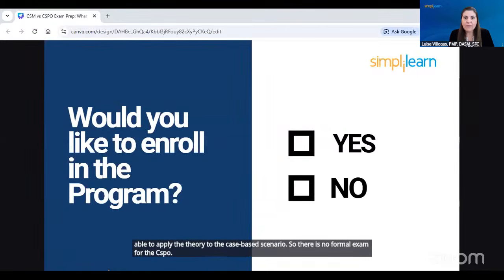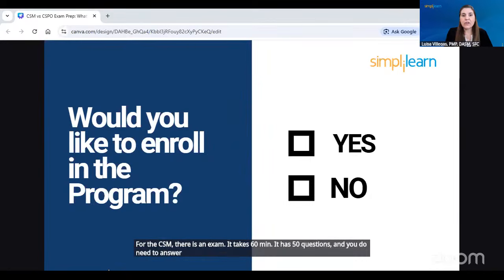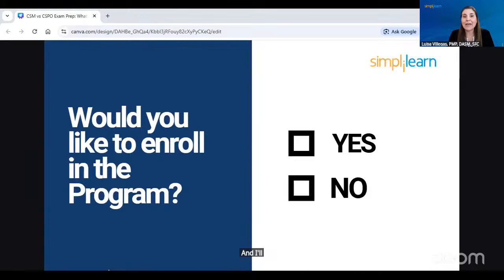For the CSM, there is an exam. It takes 60 minutes. It has 50 questions, and you do need to answer at least 37 of those questions correctly. So it does require you to have very structured knowledge and be able to answer questions under time pressure and apply the knowledge to scenarios and to real world application.